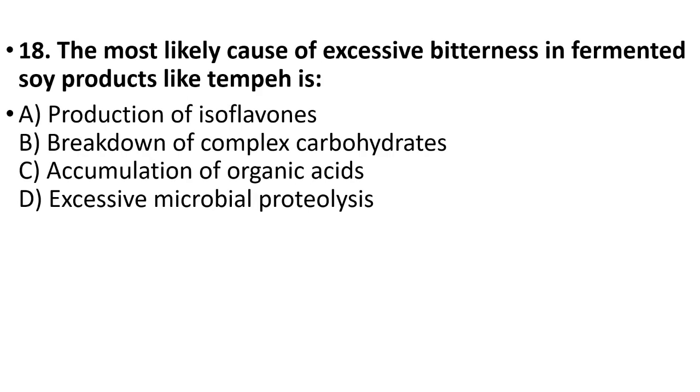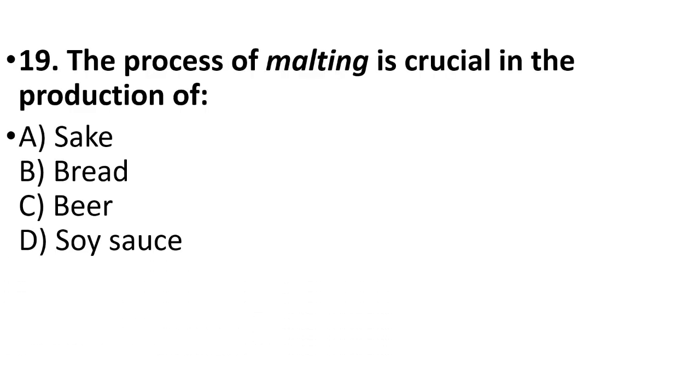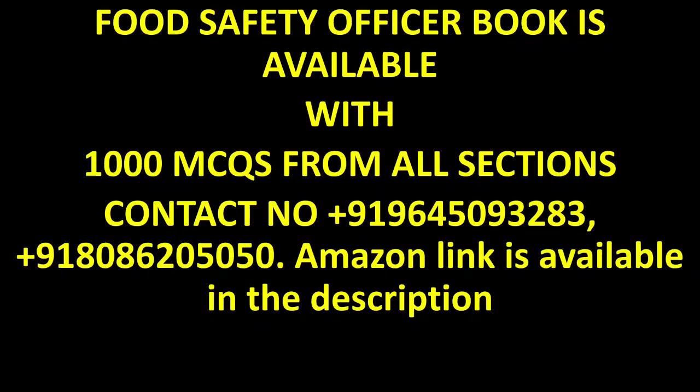18th question. The most likely cause of excessive bitterness in fermented soy products like tempeh is production of isoflavonoids, breakdown of complex carbohydrates, accumulation of organic acids, excessive microbial proteolysis. Your answer is option A, production of isoflavonoids. 19th question. The process of malting is crucial in the production of shake, bread, beer, soy sauce. Your answer is option C, beer.